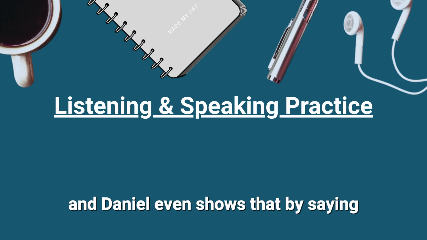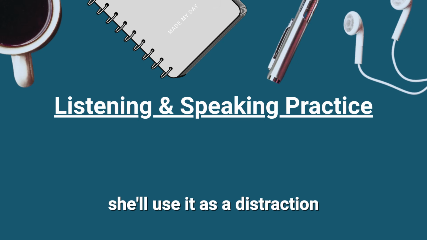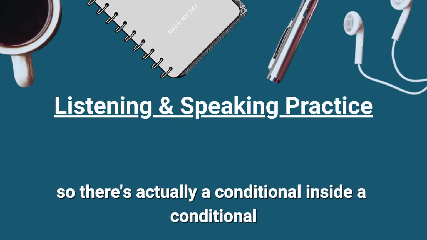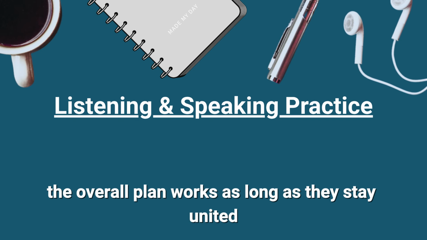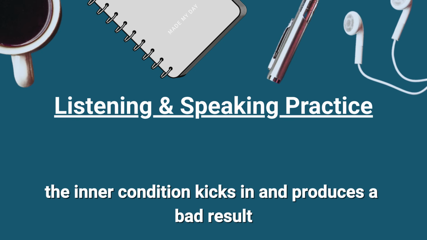And Daniel even shows that by saying, if we start disagreeing with each other, she'll use it as a distraction, and the whole thing will fall apart. So there's actually a conditional inside a conditional. The overall plan works, as long as they stay united. But if they don't stay united, the inner condition kicks in and produces a bad result.